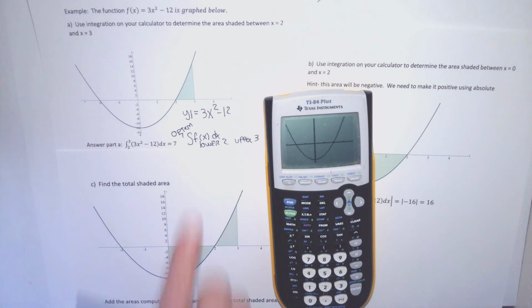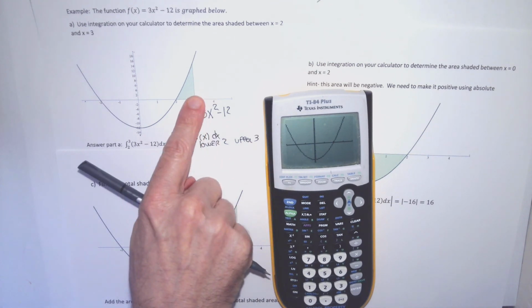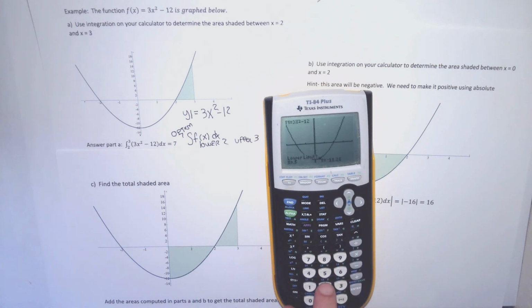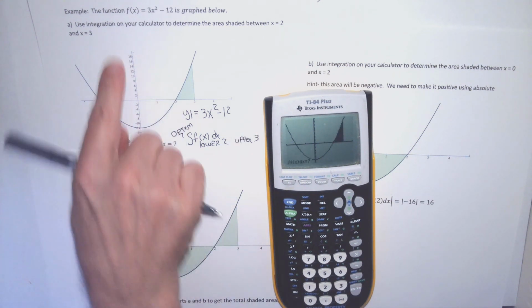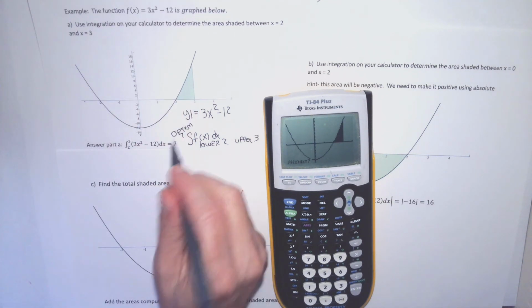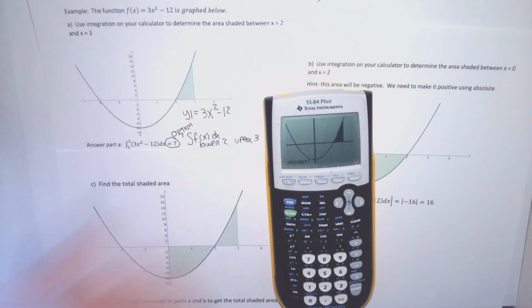Doesn't matter. I have the function in y1. Let me get this area by going second calc, going down to option 7, lower limit 2, upper limit 3, and that tells me that that area is 7. So for part A, use integration on my calculator to determine that area. The answer to part A is that area is just 7, or 7 square units. Don't really know what the units are, so I often just write a number.